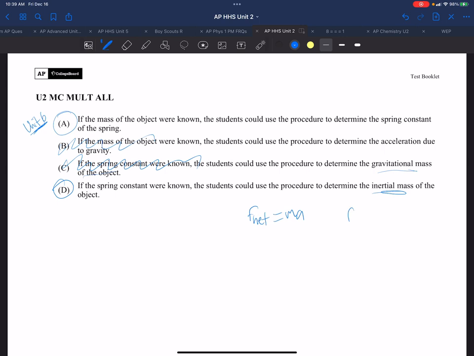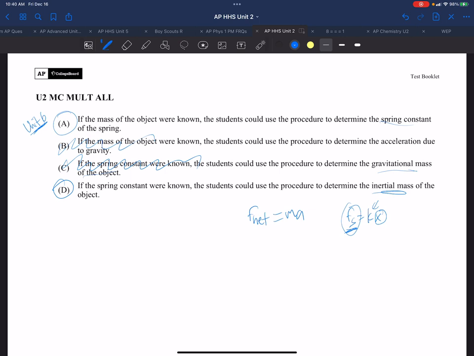Well, the net force is related to the spring constant. It's related to the spring. So if we stretch the spring a certain amount and we know the force, then we could use that to determine the spring constant, and that's why choice A is acceptable.